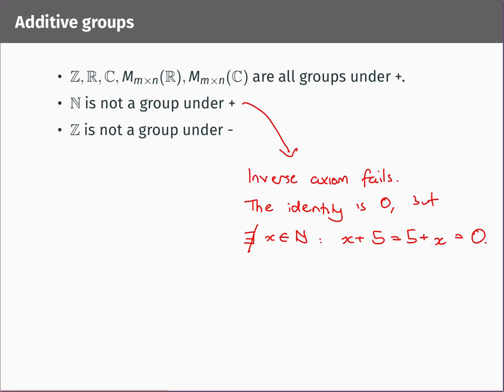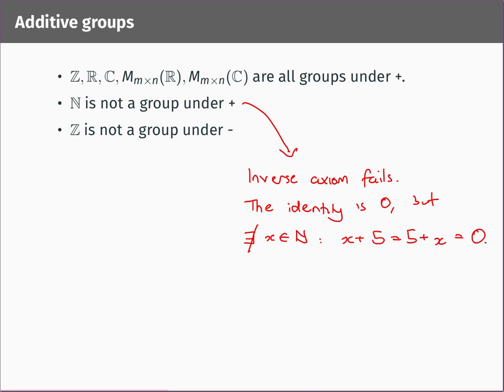There's nothing special about 5, obviously. You could pick any natural number except 0, and you'll find that there's no natural number such that when you add it, you get 0. So the inverses axiom failed, and that's actually the only axiom which is false. Certainly, natural number addition is associative, so that one passes.